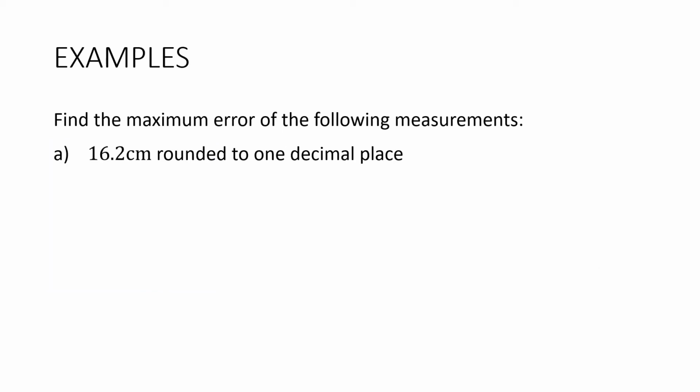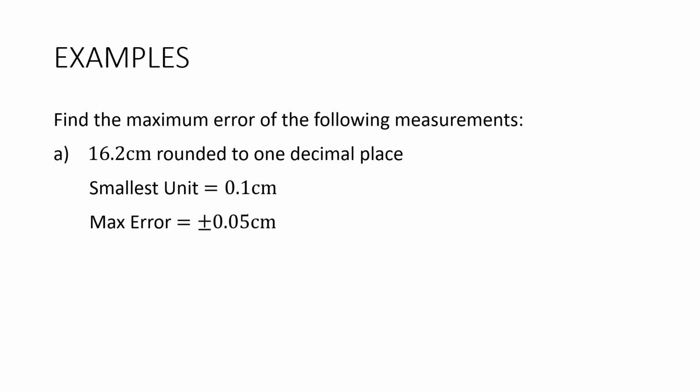Now these examples are slightly different. Find the maximum error of the following measurements. 16.2 centimetres rounded to 1 decimal place. Now it's different because we don't have a device that we can look at. There's no tape measure there that we can find the smallest unit from. But it's kind of in the question. It's been rounded to 1 decimal place, so the smallest unit is 0.1 of a centimetre. We can't get any more accurate than that. As soon as we know the smallest unit, the rest is easy. The maximum error is plus or minus 1/2 of that. Plus or minus 1/2 of 0.1 is 0.05 centimetres.